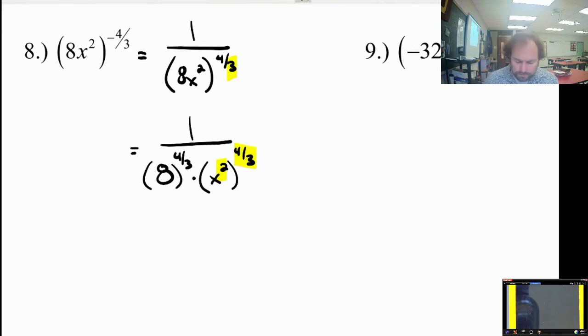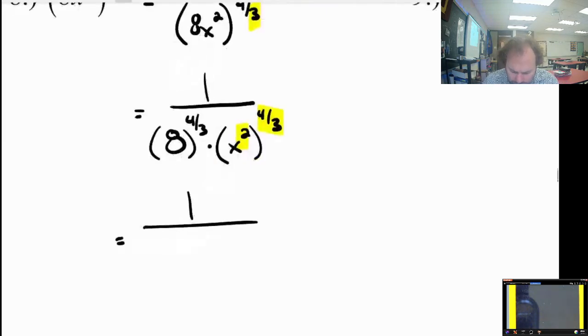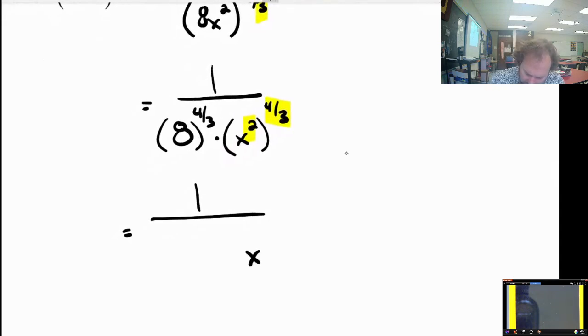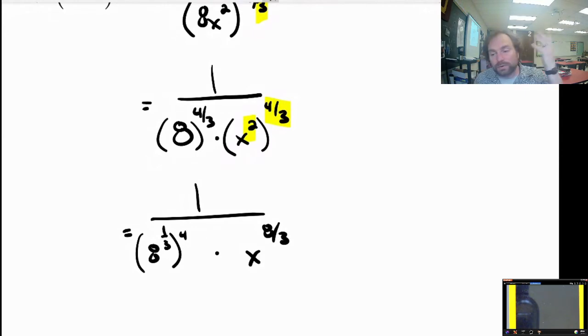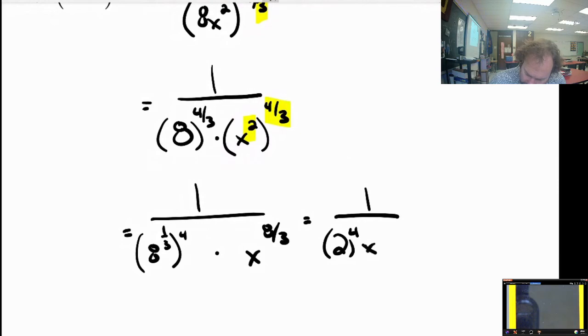That's what matters. When it comes to the 8, though, these are common exercises in Algebra 2 textbooks. I'm just going to go ahead and stick x to the 8/3 power over here to the side. We're going to split it up. I'm going to think about this as 8 to the 1/3 power to the 4th power. The reason why is because I know from doing math that 8 to the 1/3 power is 2. That's the cube root of 8. And 2 times 2 times 2 is 8. So this is equal to 1 over 2 to the 4th power, x to the 8/3 power.